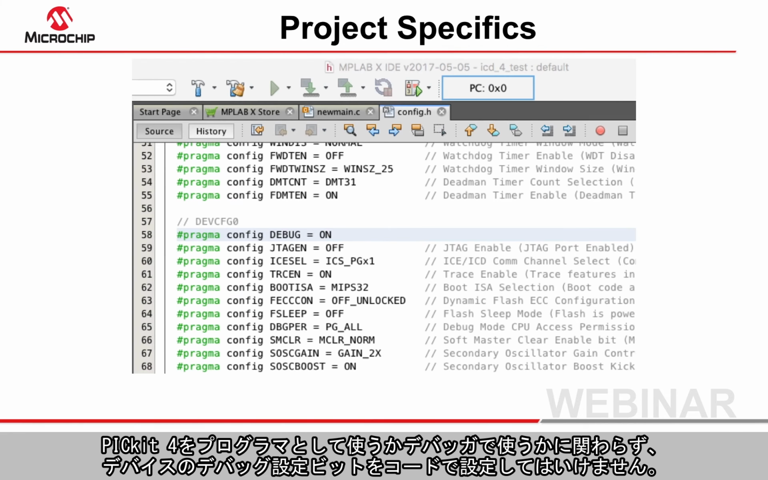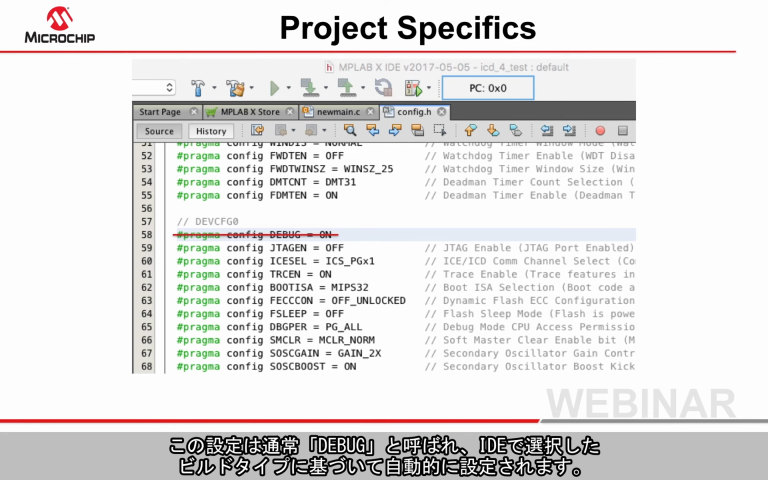Regardless of whether you use the PICkit as a programmer or debugger, you should never set the device's debug configuration bit in your code. This setting is usually called debug, and is automatically set based on the type of build that you select in the IDE.